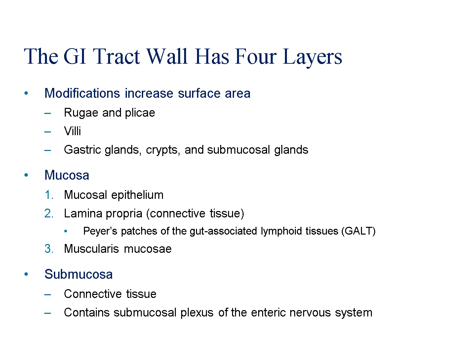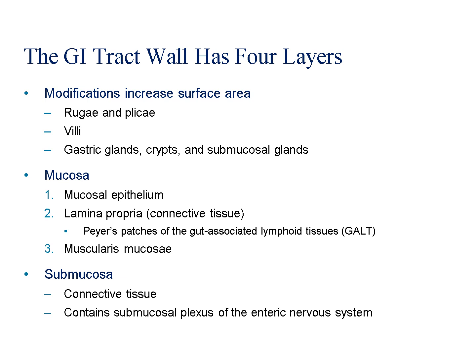The second layer, known as the submucosa, is composed of connective tissue that provides structural support. This layer contains the submucosal plexus, a network of nerves that is part of the enteric nervous system. This plexus plays a crucial role in regulating glandular secretions and blood flow within the digestive tract.